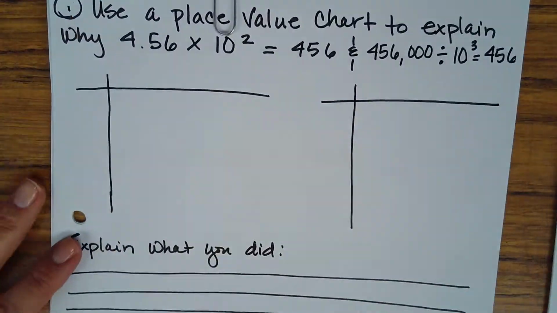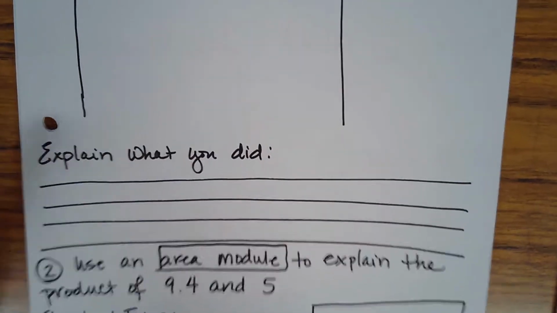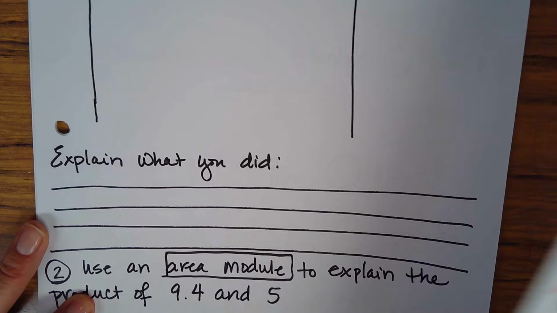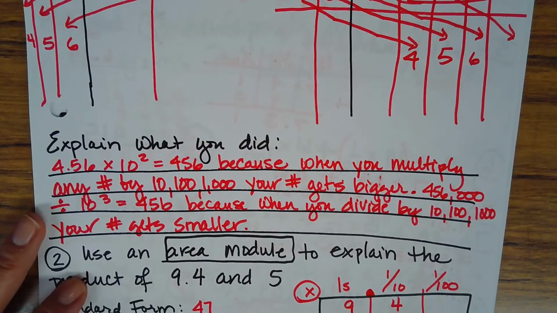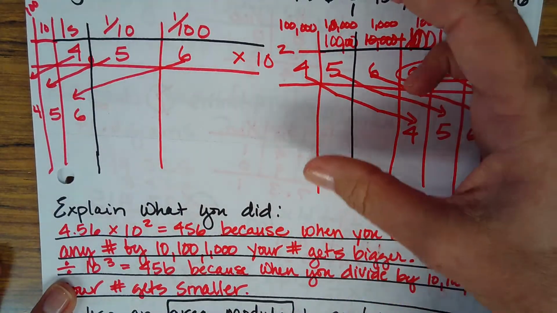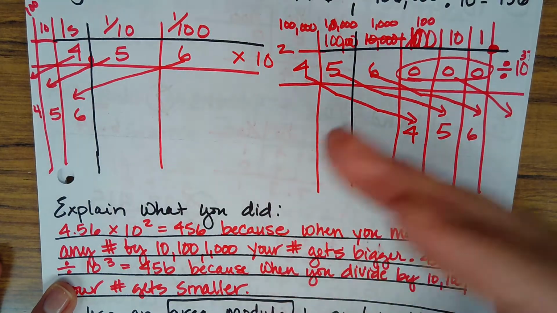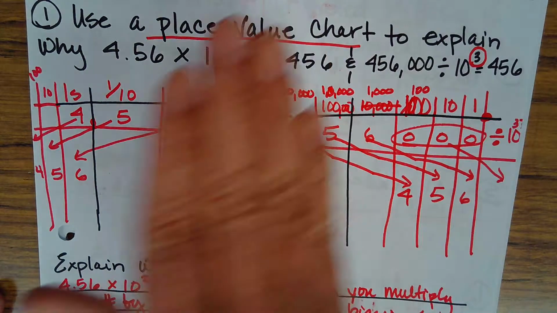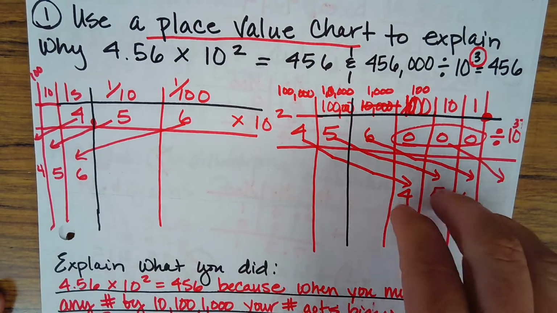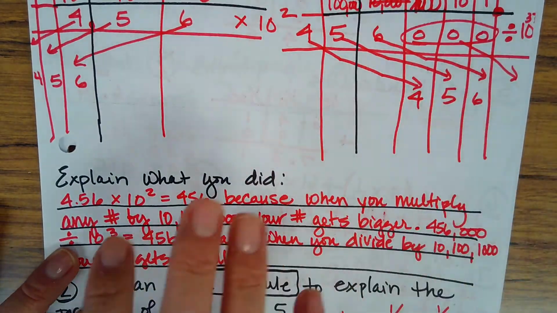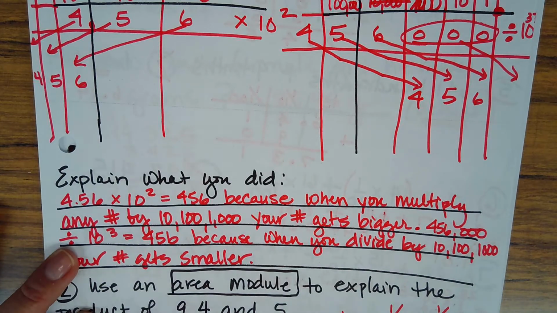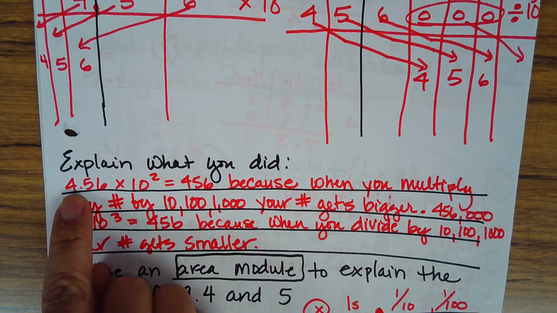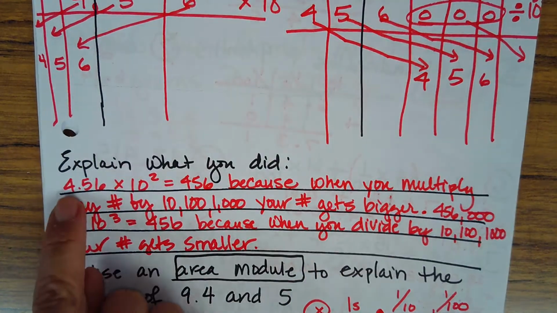Now, the next part of the study guide is explain what you did. So that means when it says explain, you actually have to explain with words. So I have copied the problems exactly the way they are in the test. So if you can successfully do this, you will do very well on the end of the module test. Now explain. So I'm going to start here.